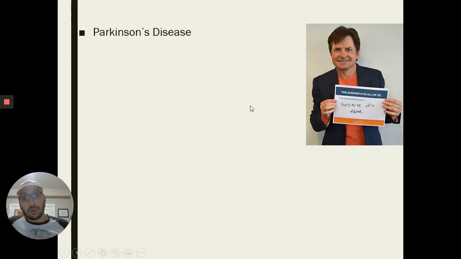Next, for the nervous system, we're going to talk about Parkinson's disease. The gentleman on the right is one of my all-time favorite actors, Michael J. Fox, born in Edmonton, raised in BC. One of my favorite movies is Back to the Future. I'm going to actually ask you guys to watch part 2 for one of the units later on this year.